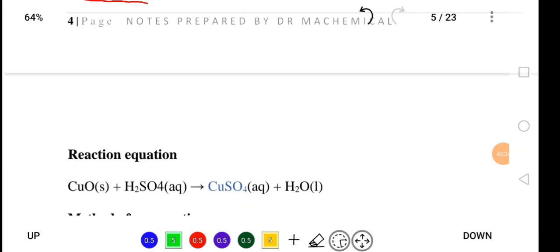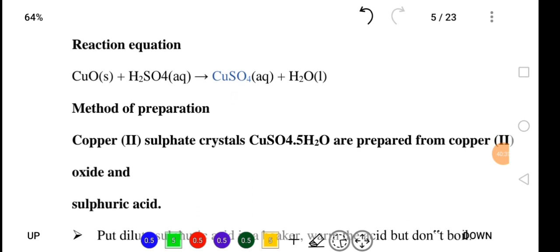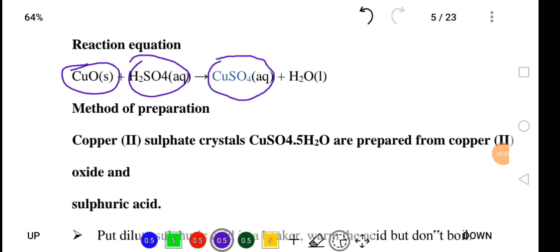The procedure. Remember that the reaction is between copper 2 oxide in solid state and sulfuric acid in aqueous state, where we are going to form a blue solution, which is copper 2 sulfate plus water. Very important, my dear learners.